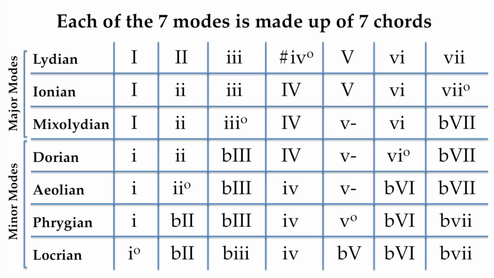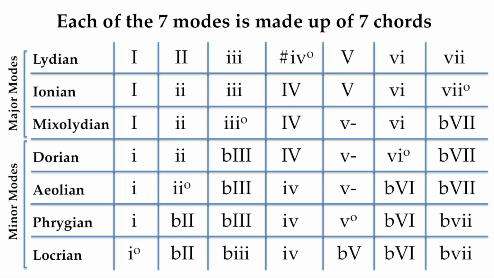Okay, so now here's a chart where you have the 7 modes and the chords of each of those modes from 1 to 7. And as you notice, all the modes are going to be a little bit different, right? So they're all going to have a different set of 7 chords. Another thing you can look at is that there are the major modes and the minor modes. So the major modes are the Lydian, the Ionian, and the Mixolydian. And then all the modes that have a flat 3 are considered the minor modes. So the Dorian, the Aeolian, the Phrygian, and the Locrian.